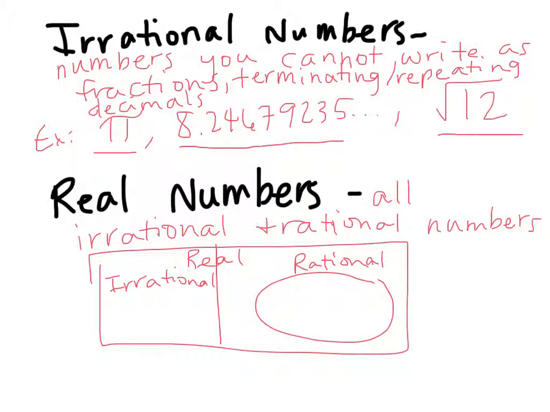Okay, so our real numbers are now this big category of all of our rational and irrational numbers. So we can make this little chart here and say, okay, let's think about all of our real numbers. They're divided into two groups, irrational and rational. And then our rational numbers, we have a smaller group inside of them that are our integers. And then there's a smaller group inside of our integers that are our whole numbers. And then there's even a smaller group that are the natural numbers.